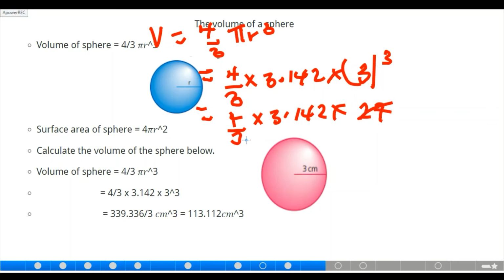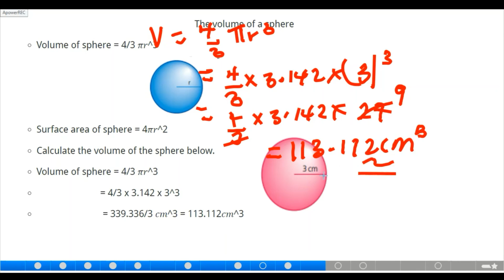So we can easily cancel out. 3 can go in this. We have 3 in 27, that is 9. So what we have next is 4 multiplied by 3.142, multiplied by 9. So if we have that, our answer is going to be 113.112 centimeter cube. Why are we writing it in cube? Because we are dealing with volume.